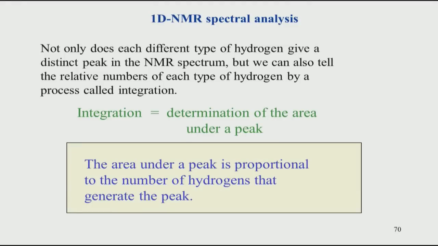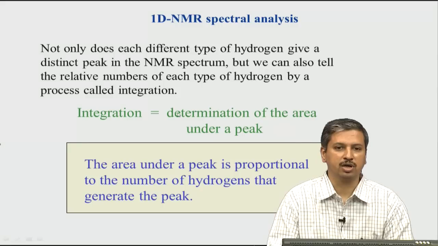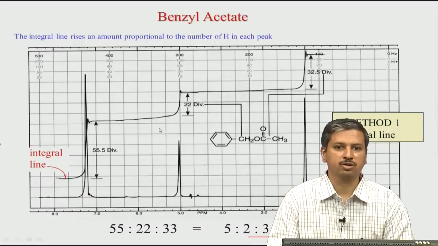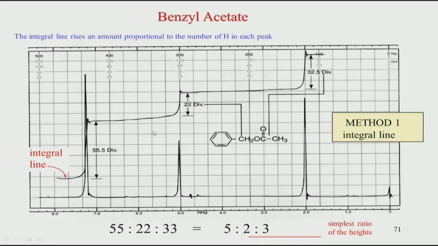The second point in the NMR spectrum which we saw is the area of the peak. The area determines the number of protons. The area under a peak is proportional to the number of hydrogens that generate the peak. This is what is called integration. So, we integrate a peak to determine the area under the peak. This is shown in this particular diagram.